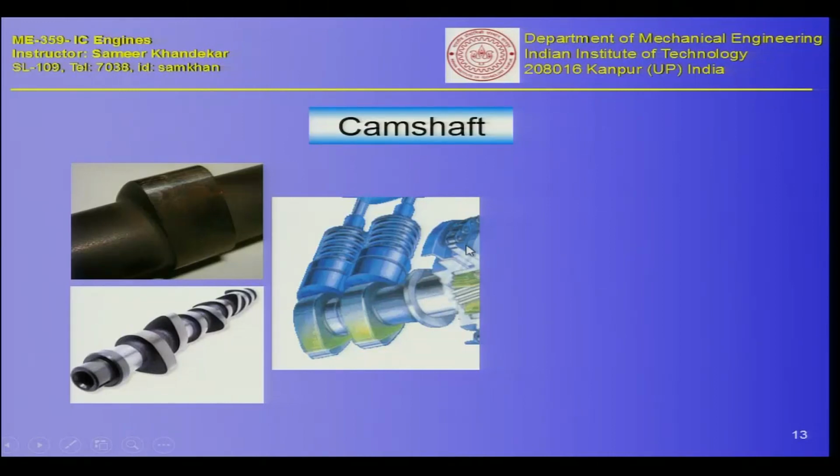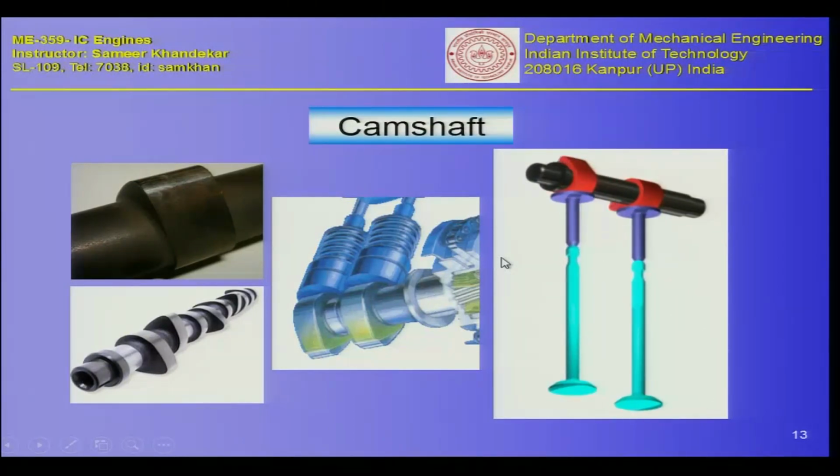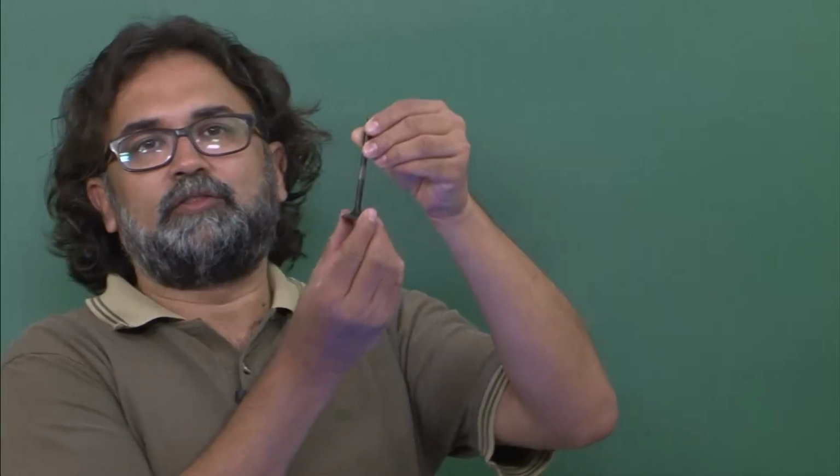You can see the timing gear. There is a chain or sprocket arrangement or a gear arrangement by which this particular camshaft rotates, and as it rotates it pushes the valves. Okay, and here you can see the video of how the camshaft is rotating and it is pushing these valves for opening and closing. I have with me a typical exhaust valve also.